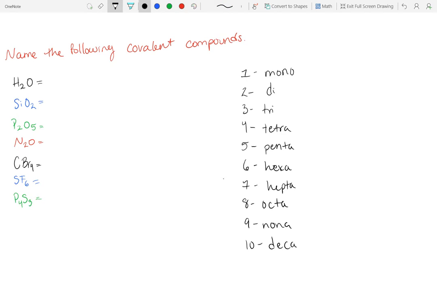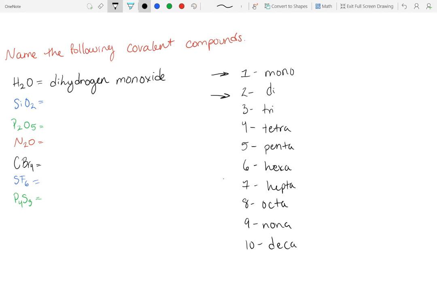So H2O, everyone knows that as water, right? But that's not actually the chemical name of that, all right? That's just a common name. So H2O, okay, so we see here that there's two of them, right? Two hydrogens. So as we see over here, two means di, right? So we're going to put dihydrogen. Now, what about this oxygen? There's one, so we put mono, all right? Dihydrogen monoxide, all right? So that's an actual name for H2O, okay?